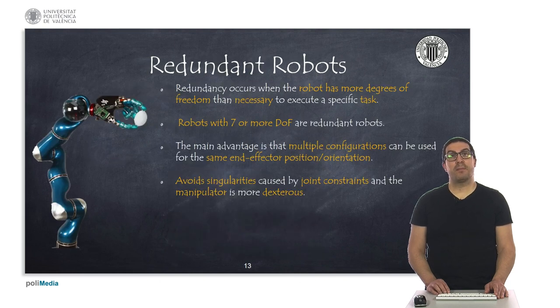Classic robot arms can be redundant robots. This redundancy occurs when the robot has more degrees of freedom than the ones we need to execute a specific task. However, we will usually refer to redundancy for robots with 7 or more degrees of freedom. This type of robot will allow us to solve tasks of up to 6 degrees of freedom, but because of this redundancy, we can say that the robot is more dexterous. The main advantage is that we can achieve multiple, actually infinite, configurations to reach the same position and orientation. That's why we say that these robots are more dexterous. Also, this can be used to avoid some singularities, or to avoid some joint constraints because of the extra degrees of freedom.